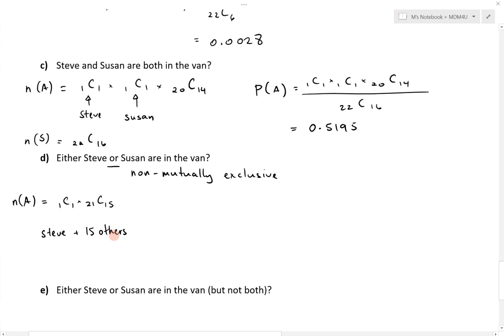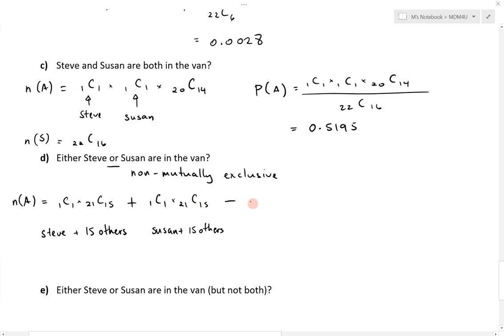But you might go, well, aren't you including Susan in this count? Now you can have the possibility of both Steve and Susan. Well, I will take care of that when you do the subtraction later on. So just bear with me for a moment. Let's add also the possibility that we have 1 choose 1 for Susan. So Susan plus 15 others times 21 choose 15.